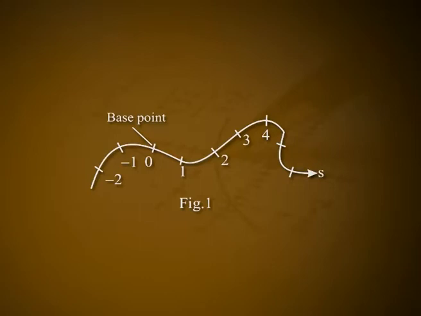Welcome back. Today we will discuss arc length along a curve. One of the special features of smooth space curves is that they have a measurable length. This enables us to locate points along these curves by giving their directed distance s along the curve from some base point, the way we locate points on a coordinate axis by giving their directed distance from the origin.